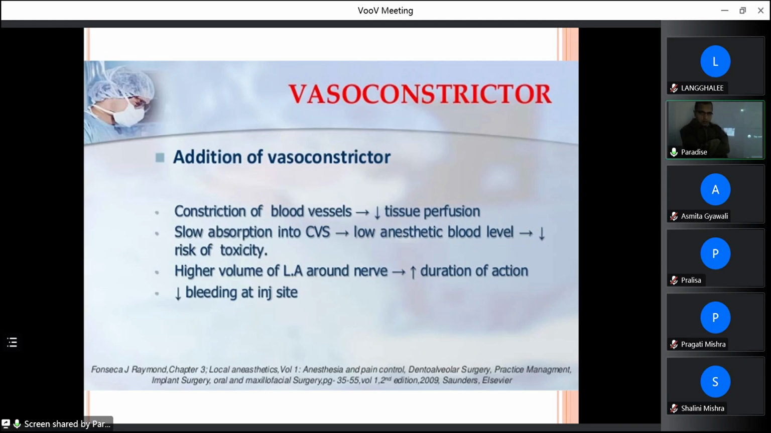What is the role of vasoconstrictor? Addition of vasoconstrictor causes constriction of blood vessels, which decreases tissue perfusion. Also there is slow absorption into the cardiovascular system. Low anesthetic blood level will lead to low risk of toxicity. Also, a higher volume of local anesthesia remains around the nerve, which increases the duration of action of local anesthesia. Also, it will decrease the bleeding at the injection site.